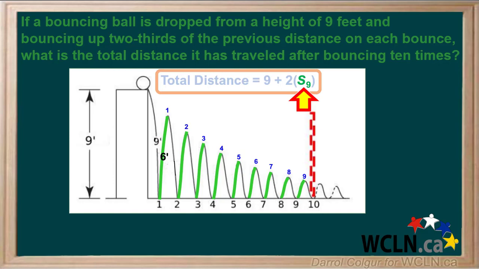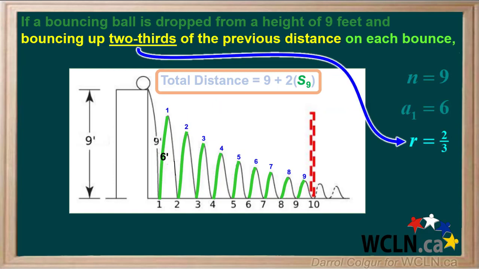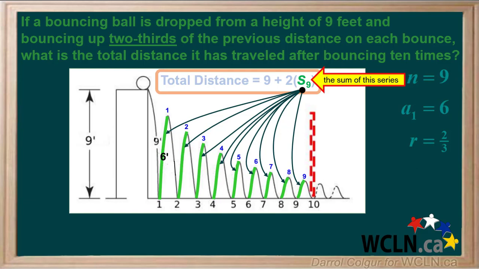Now we'll have a closer look at this series represented by each upward motion in the green path. These are shown by the green segments on the diagram. There are 9 terms in this series, so n equals 9. The first term of the series, A1, is 6. Each bounce it bounces up 2/3 of the distance of the previous bounce, so the common ratio r is equal to 2/3. The sum of this series S9 will be the total distance represented by these green segments. Each green segment represents how far the ball travels upward after each bounce.